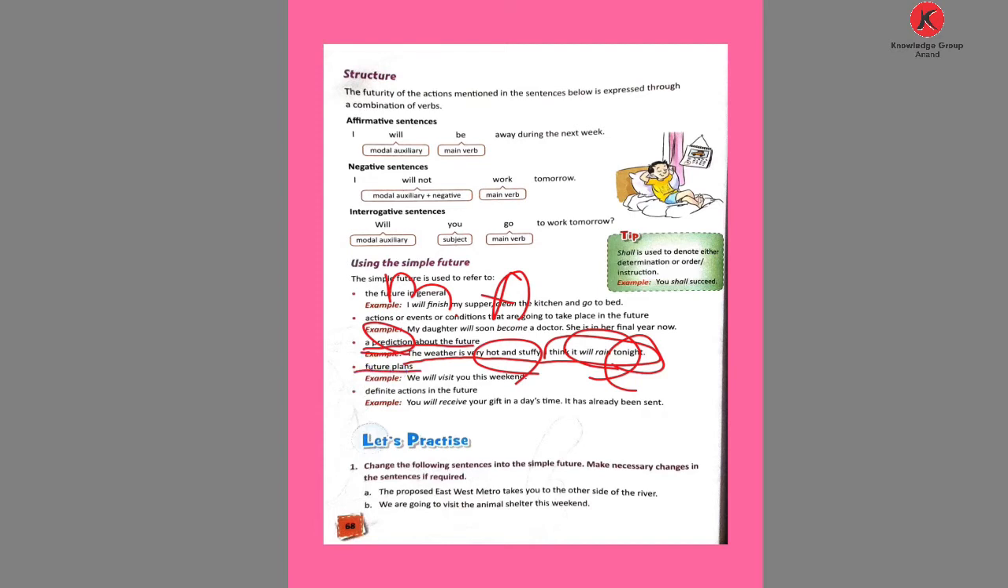Then future plans are used. We will visit you this weekend. During this weekend, Monday to Sunday: Monday, Tuesday, Wednesday, Thursday, Friday, Saturday and Sunday. During the weekend means the Sundays. Okay, we will visit you. When we have a holiday, at that time we will visit you. Future plans indication.